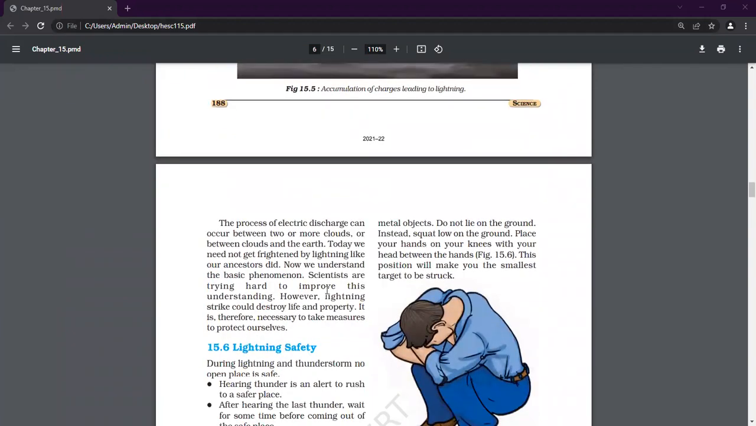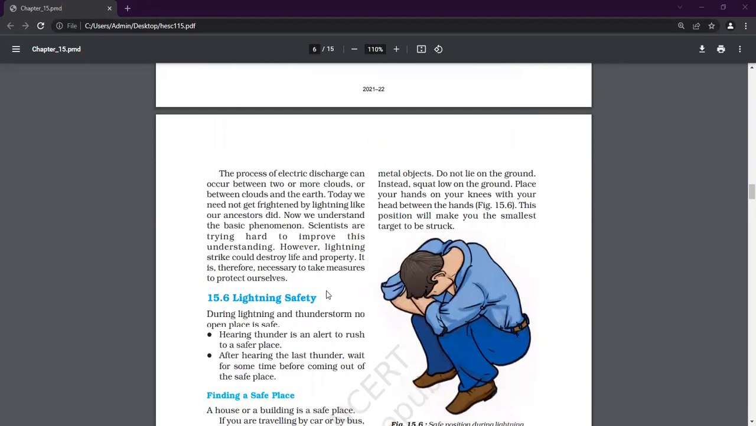Yes, the process of electric discharge can occur between two or more clouds or between clouds and the earth. The lightning process that is happening is the discharge process. This process can take place between two or more clouds, and also between clouds and the earth.